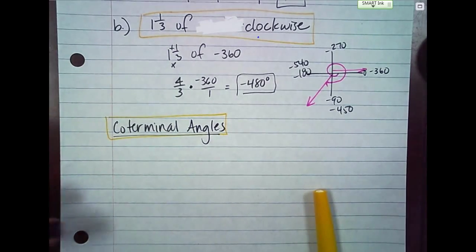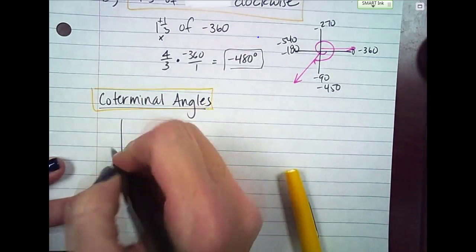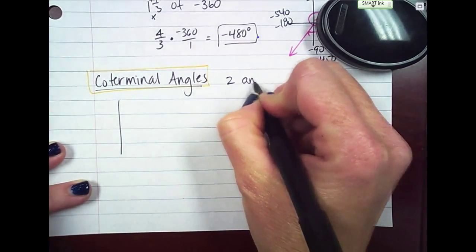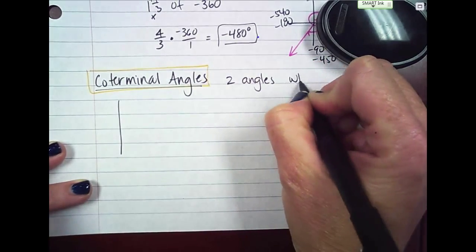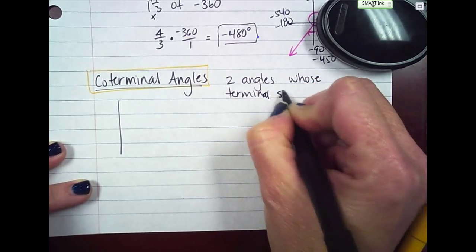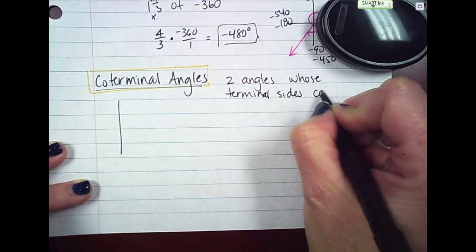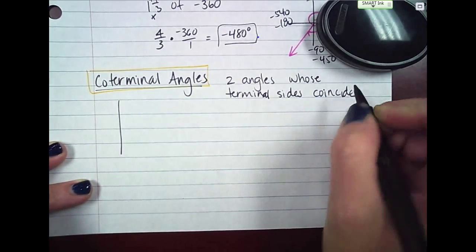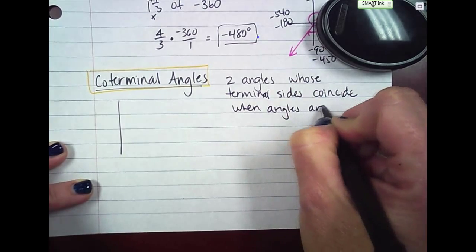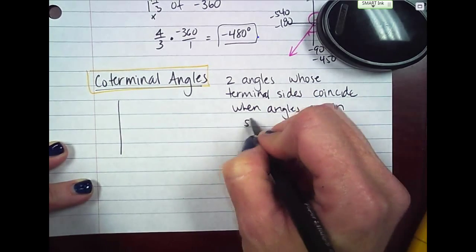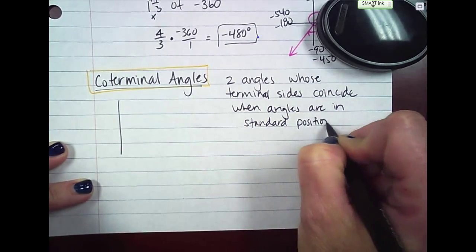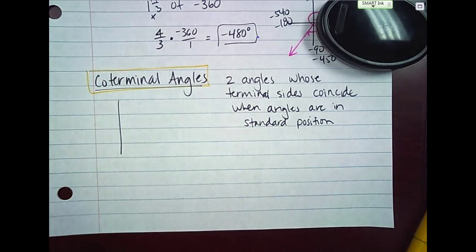So, for example, if I gave you 120. Oh, I didn't write the definition. I'm sorry. Let's write it. Two angles whose terminal sides coincide, which just means match, when angles are in standard position. In other words, it's just two angles that overlap.